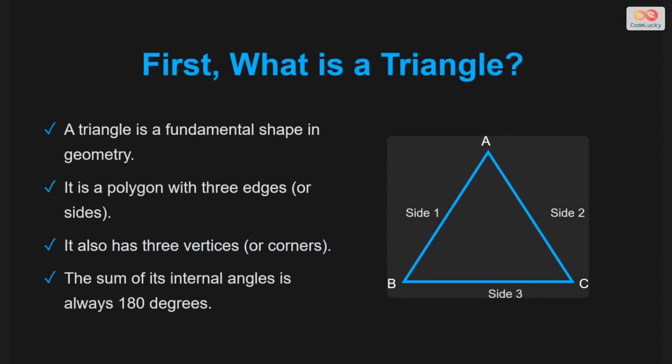Before we dive in, let's quickly remember what a triangle is. A triangle is a basic shape defined by three straight sides that connect at three corners, or vertices. A key property of any triangle is that the sum of its three internal angles always equals 180 degrees.